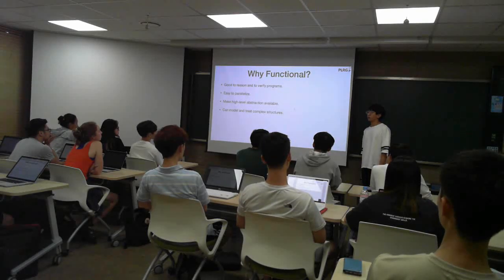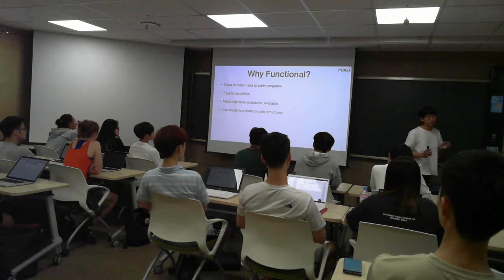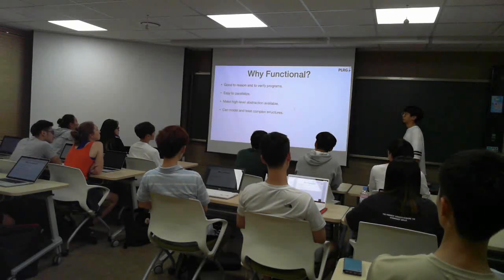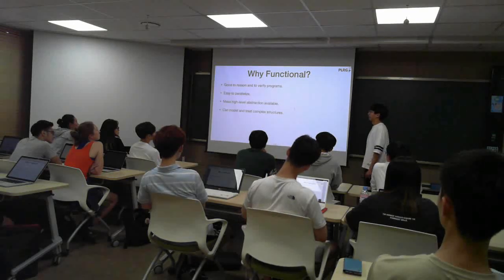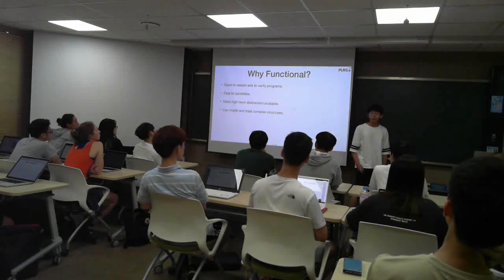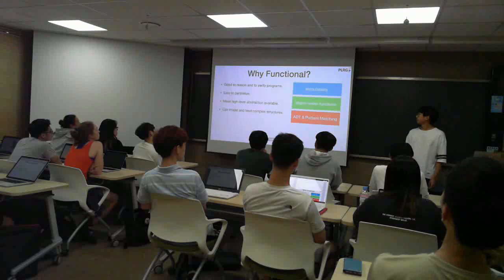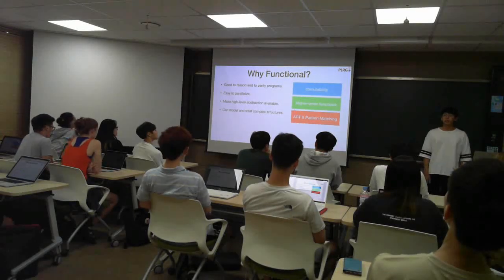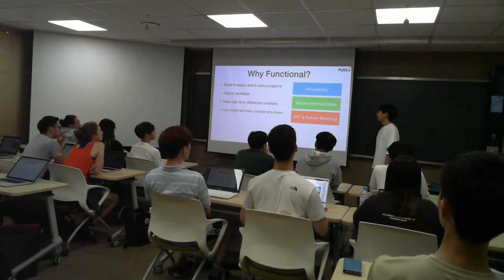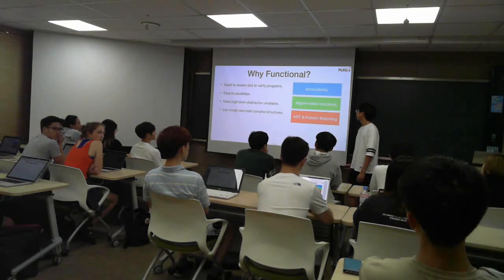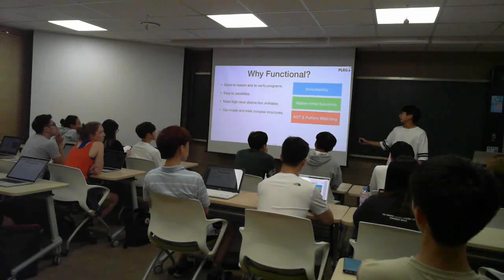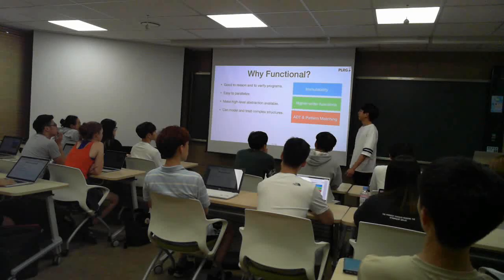But when you want to build a very complex program with a very complex structure, functional language is the better choice, because it makes very high level abstraction for programs. Also, it can model and train complex structures. So why can functional language do this? There are three main features of functional language. The first one is immutability, and we'll talk mainly about immutability today. The other two features are higher order functions and algebraic types and pattern matching. We'll see these features through the seminar this semester.